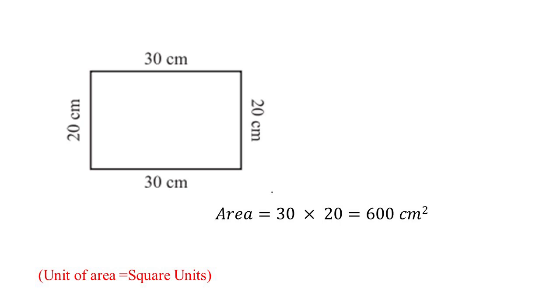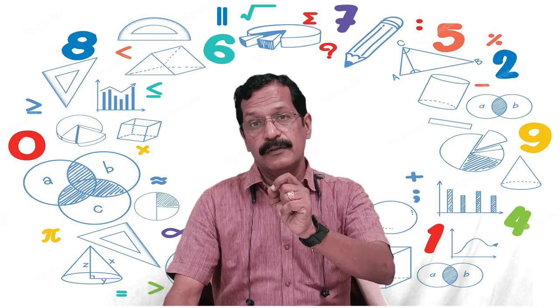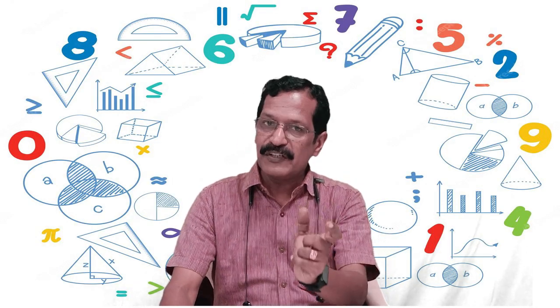We have to write the unit as centimeter square because the unit of area is square units. So, here centimeter is the unit. So, the area is 600 centimeter square. That should be noted. The unit of area is square unit. If it is centimeter, centimeter square. If it is meter, meter square.